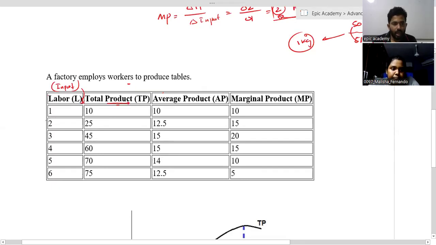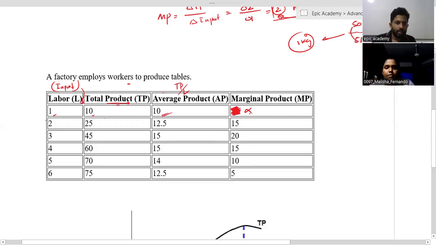You can produce 100 commodities by using one labor. The average production is also 10. How does it become that? AP equals TP divided by L, where L means labor input. 10 divided by 1 is 10. Okay. Marginal production: actually, in the first situation, we are not going to calculate the marginal. We are going to put a symbol there, because there is no production earlier than that.